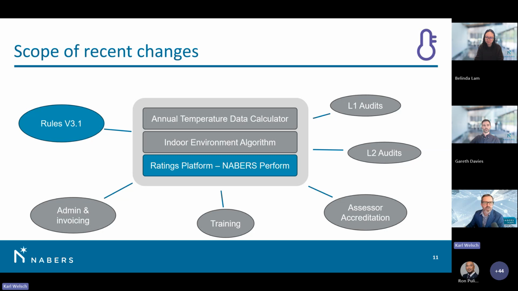Also in the indoor environment ecosystem, we have our level 1 audits. These will remain the same. As Gareth will demonstrate, some of the design improvements and additional fields should provide some time savings during the level 1 process. So that should be a benefit there for everybody. The level 2 audit process will remain the same. That's all handled within Perform, and if your rating is selected for a level 2 audit, you'll receive guidance on how this works. The assessor accreditation process remains unchanged, and the training course and exam will also remain the same, although they'll have some cosmetic changes to align with the platform and the new version of the rules.